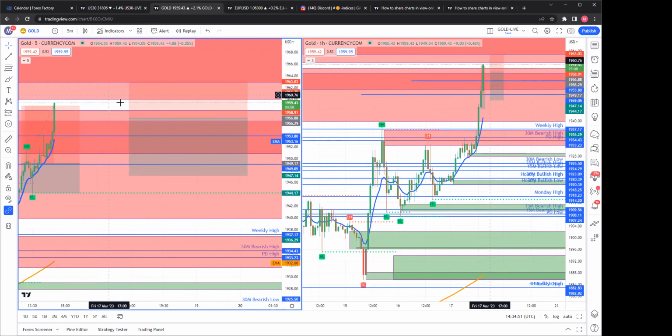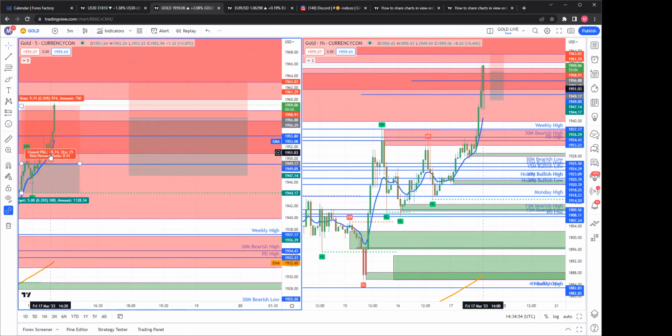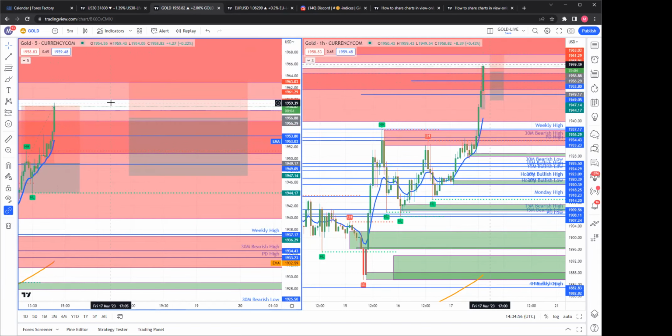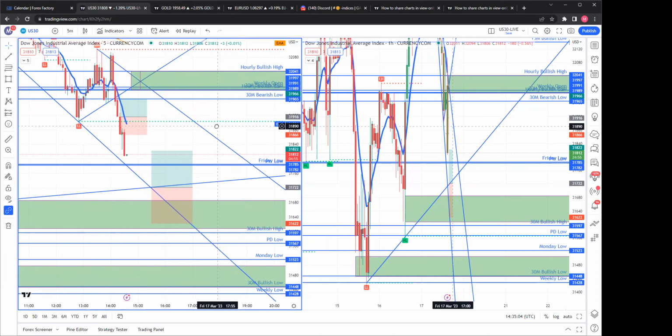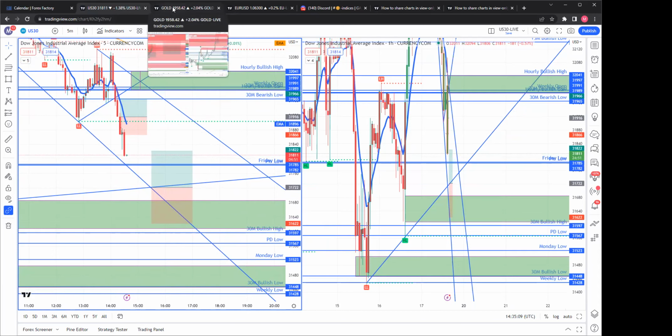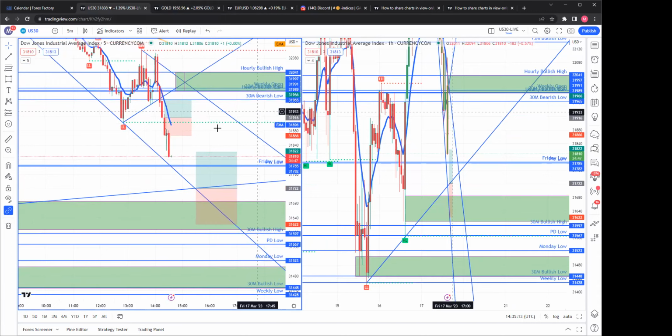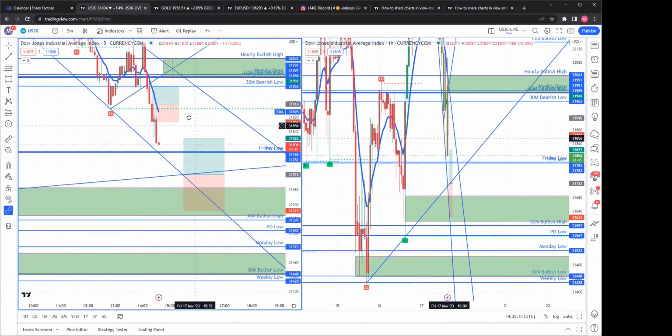So right now, to enter any other sell on gold, we need price to close below the 9 EMA, retest the 9 EMA, and close below the 9 EMA on the 5-minute. Yeah, so US 30 is definitely breaking down, and you can see we have this channel right here.